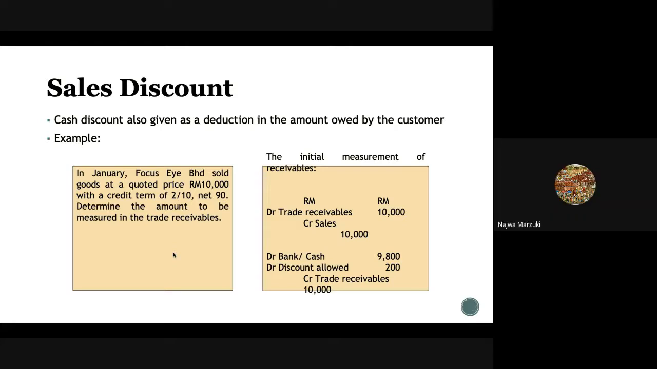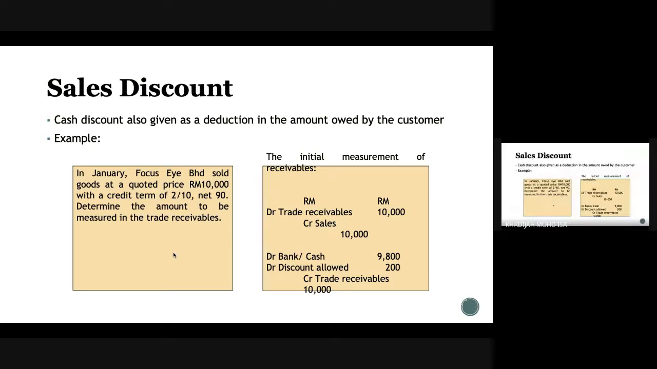Madam? Yes. What does it mean by net 90? So net 90, it means that if you pay within 10 days... oh, net 90 kat situ ya. Oh bukan, it's not 90%, ya. What is that net 90? Anyone?